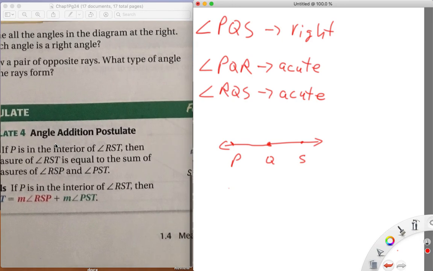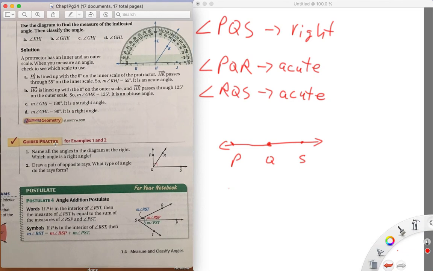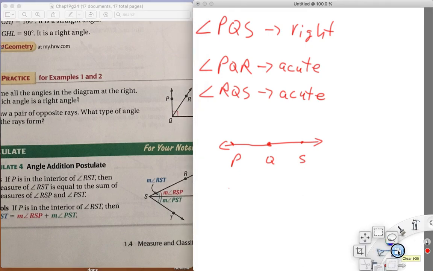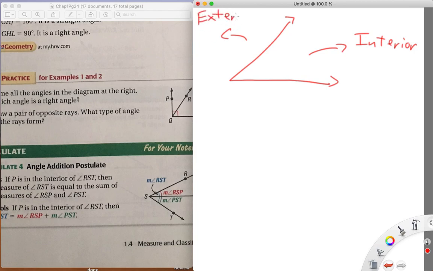Angle addition postulate. So the angle addition postulate says that if P is in the interior of RS, then the measure of RST is equal to the sum of the measures of RSP and PST. Alright, so what does that mean? When we have an angle, everything on the inside is called the interior. Everything on the outside is called the exterior. Right? Makes sense. Outside, exterior, and inside, interior.